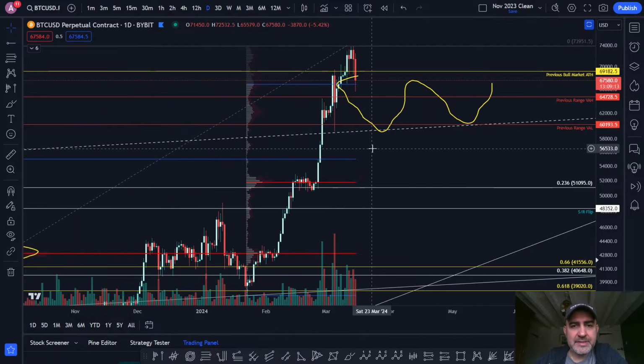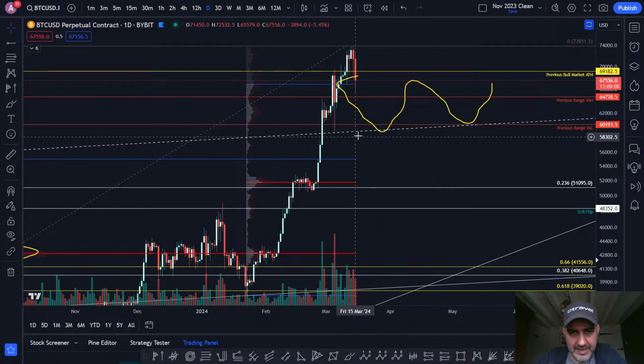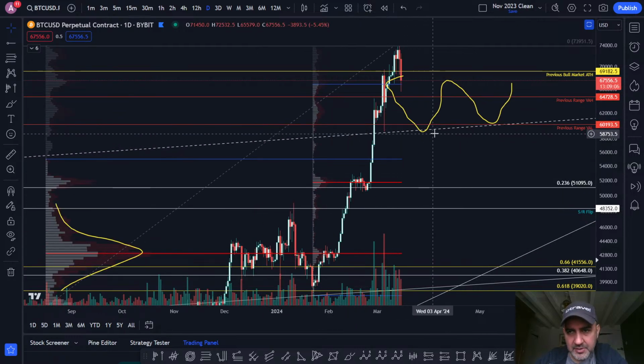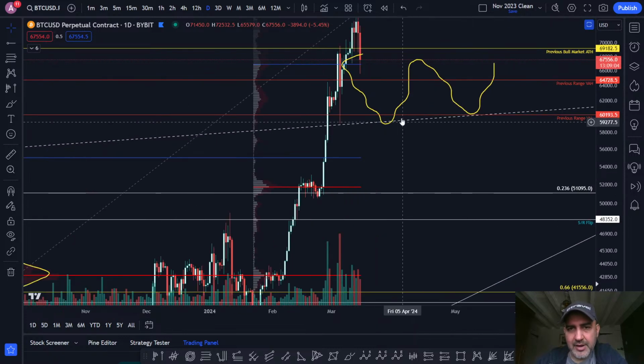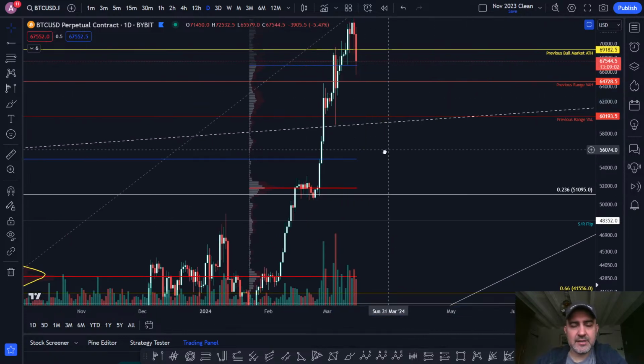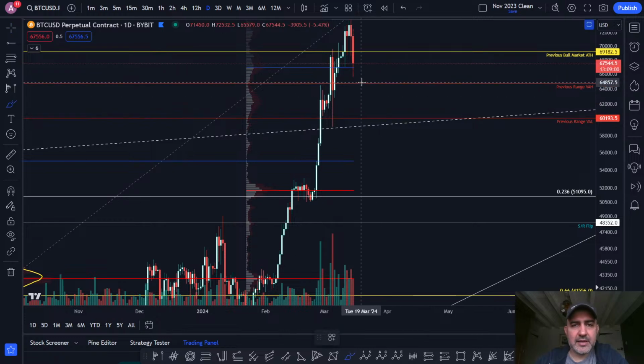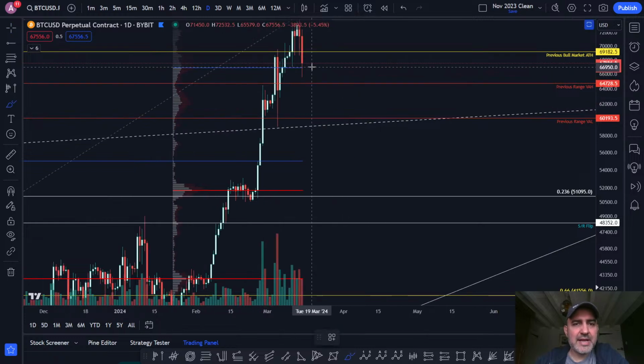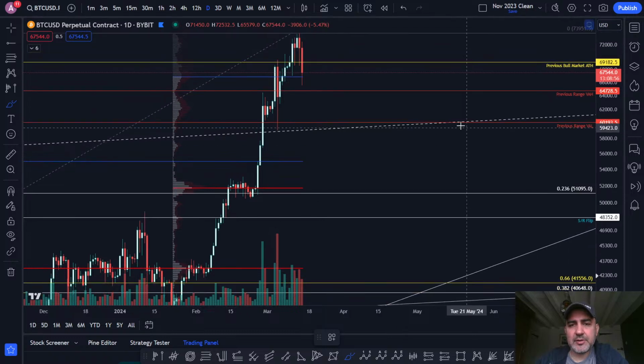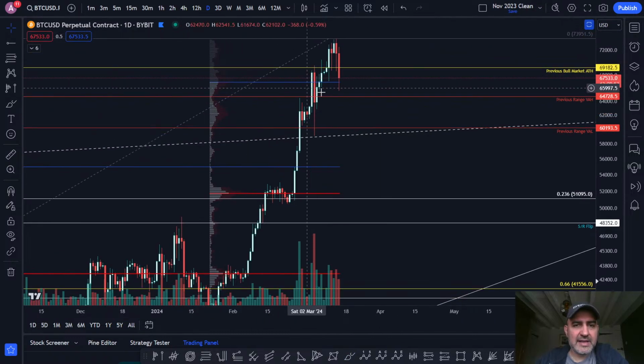I think in my mind the first great long to be had is here, this SFP. It's into this mid channel and it's the previous range value area low. I'd like to see what happens first there, honestly. Right now we're into a little bit of support, which is this value area.